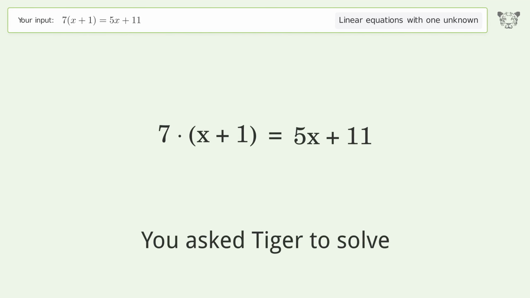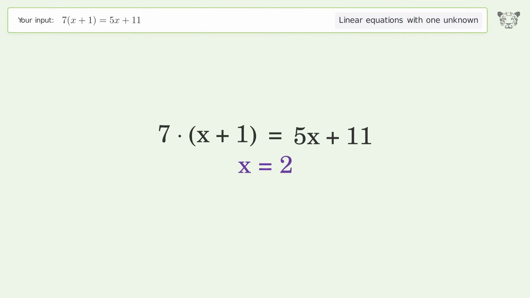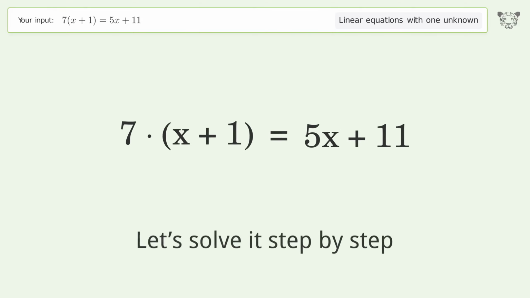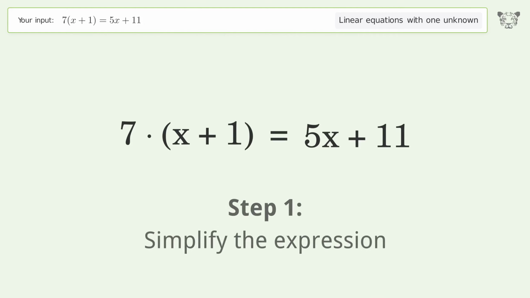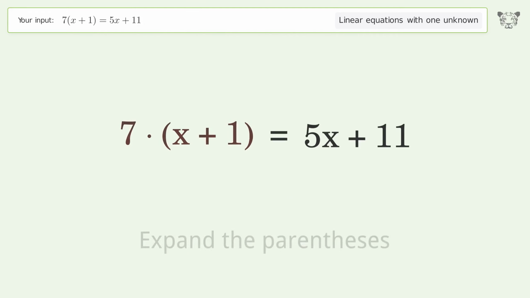You ask Tiger to solve this. It deals with linear equations with one unknown. The final result is x equals 2. Let's solve it step by step. Simplify the expression. Expand the parentheses.